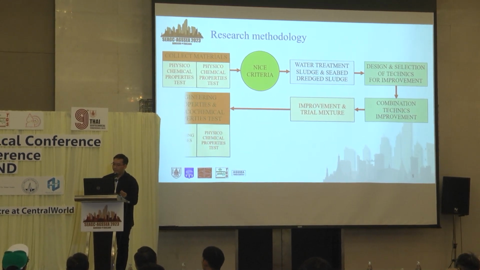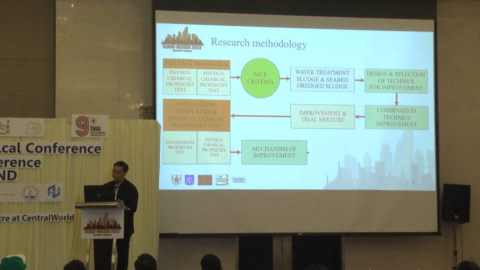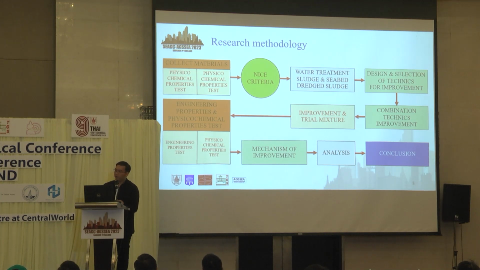Because both soils have high moisture content, we use a combination of techniques to improve them. The first step, we made the moisture content in the suitable range, reducing moisture content to 33 to 44 for WS and 109 to 138 for SS. After that, we stabilize the soil with cement at proportions of 150, 200, and 250 kilograms per cubic meter. For the names of the samples, I will call them WSC for water treatment sludge mixed with cement, and SSC for seabed sludge mixed with cement.